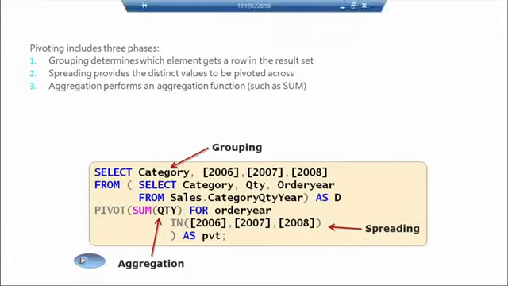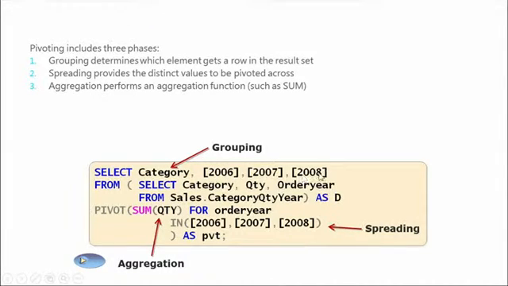So a sample query of this would be: select category, and here are our years 2006, 7, and 8. Then we have a from statement: select category, quantity, and order year from sales, category, quantity, year as D. And then we pivot, and we're going to sum the quantity for the order year in 2006, 7, and 8.